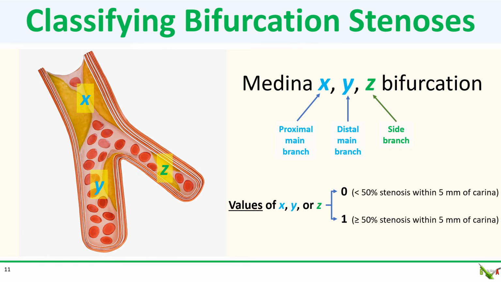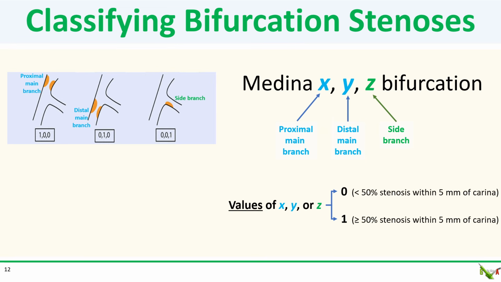Each part is assigned a value of 0 if the stenosis is less than 50% within 5 millimeters of the carina, and a value of 1 if there is a stenosis of 50% or more within 5 millimeters of the carina. So a Medina 100 bifurcation would mean that there is a 50+% stenosis in the proximal main branch within 5 millimeters of the carina, but no stenosis anywhere else.